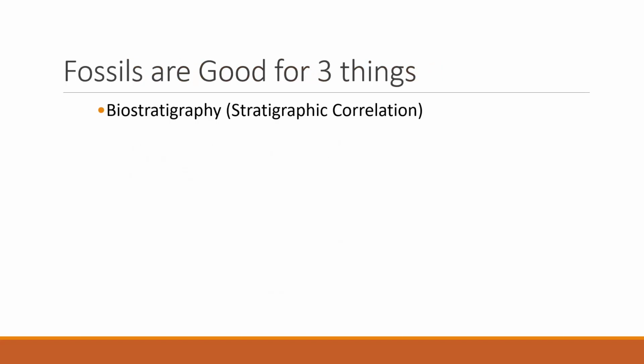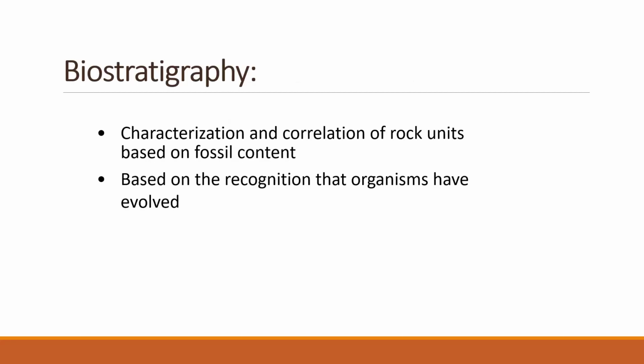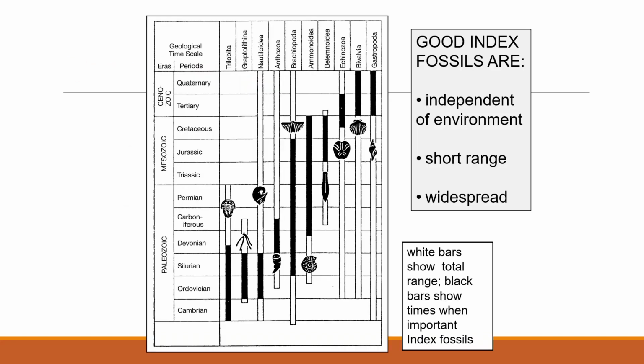Fossils are good for at least three things I'm going to talk about today. The first is called biostratigraphy, or stratigraphic correlation. Biostratigraphy is characterizing and correlating rock units based on their fossil content. Basically, if we see the same fossil in two different rock units, that tells us that those rock units were from similar time periods. We base this on the recognition that organisms have evolved as well. So we can look at our fossil record and see how an organism evolves, and that can help us date the rocks as well.